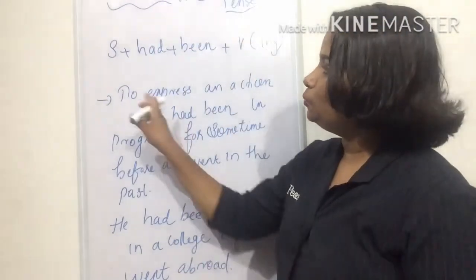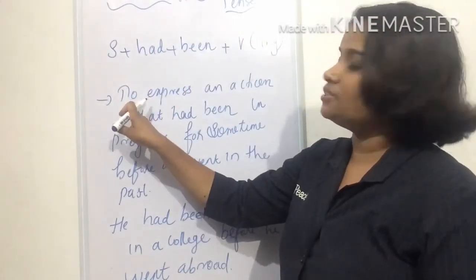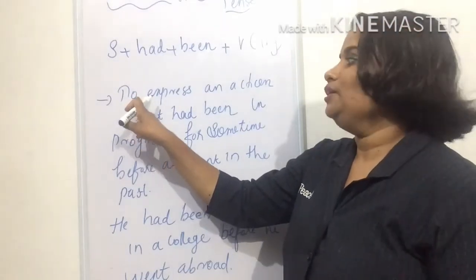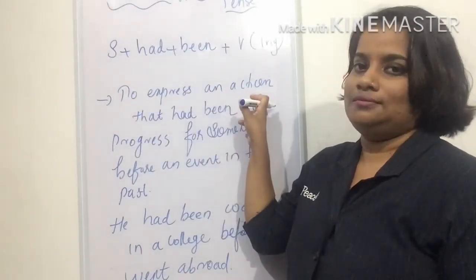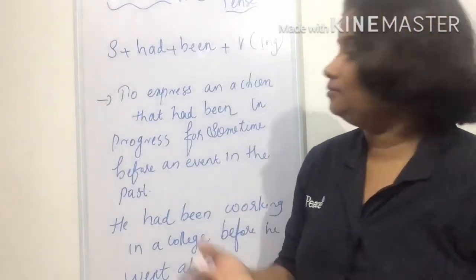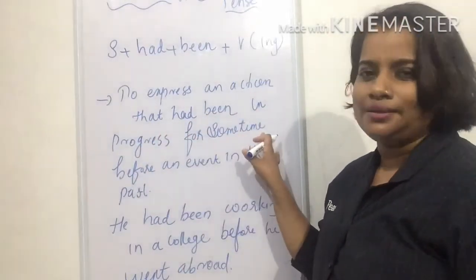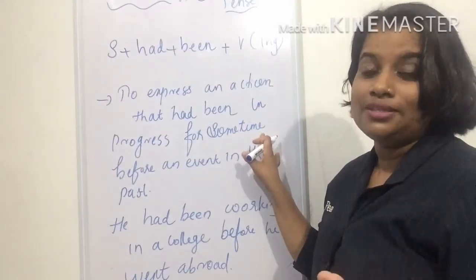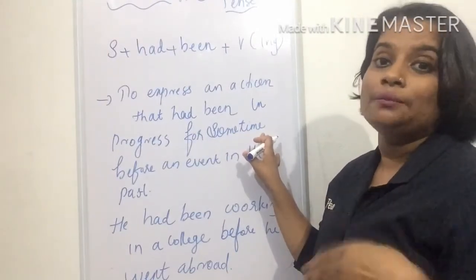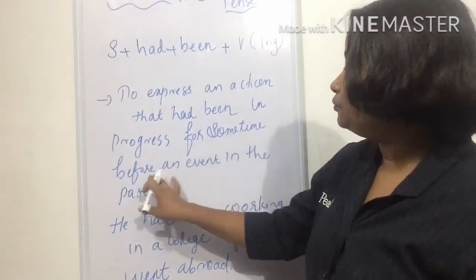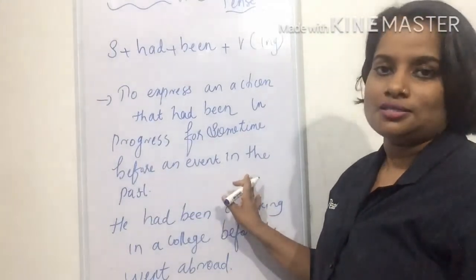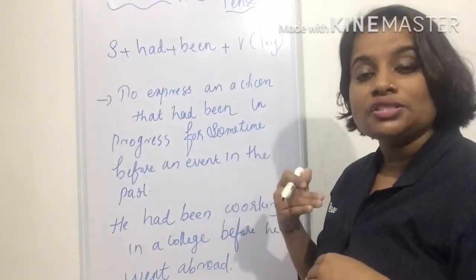So what is the use of past perfect continuous tense? Let us see. To express an action that had been in progress for some time. For some time it had been in progress, it had been continuing, before an event in the past.